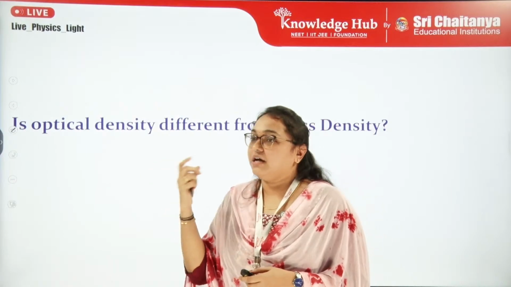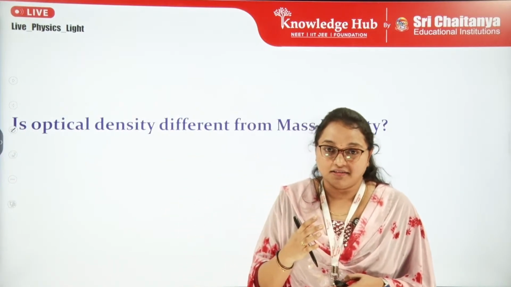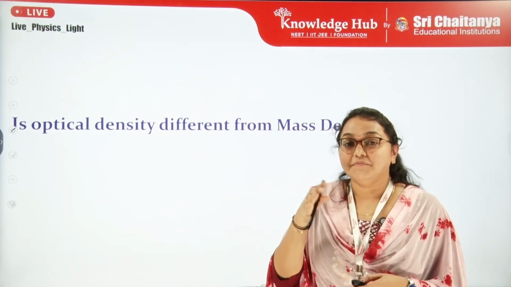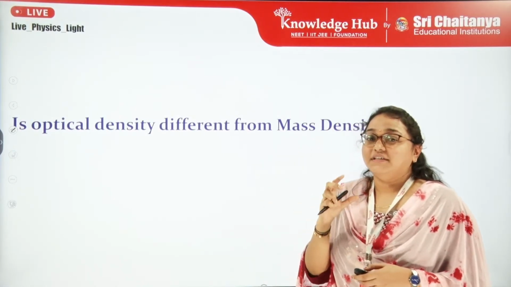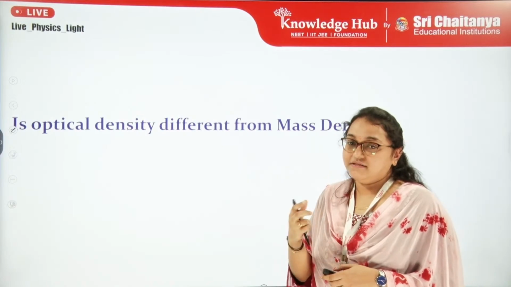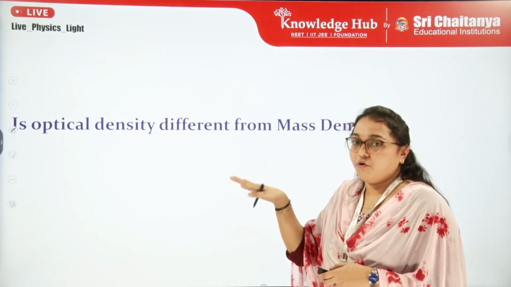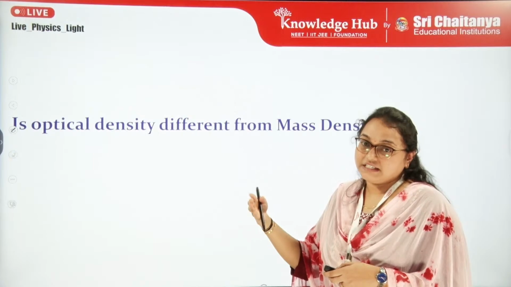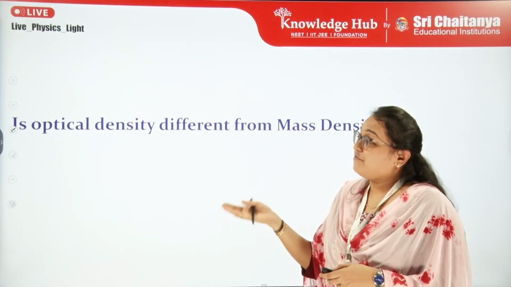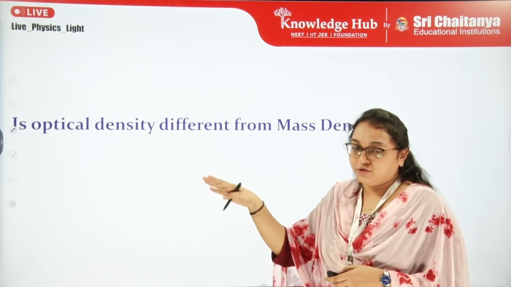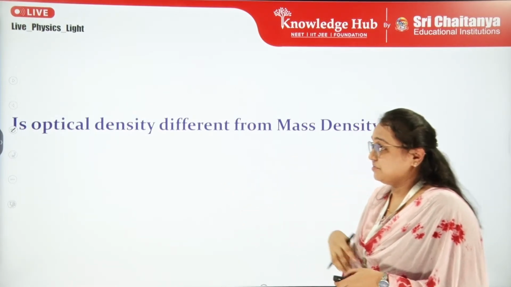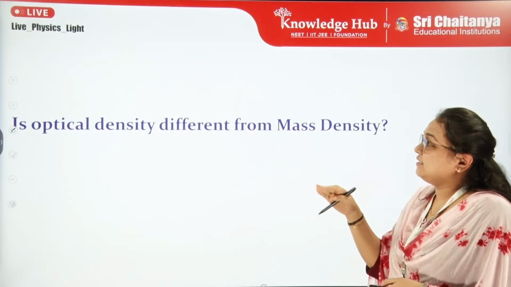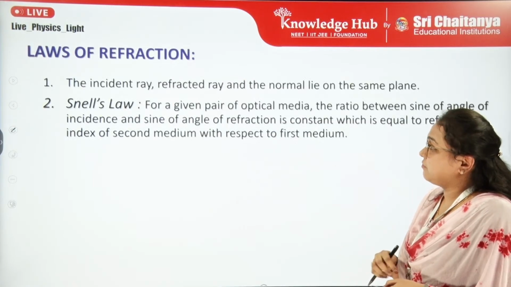Optical density talks about how well light can get refracted in that medium, how well light can bend in that medium. But mass density is all about the density of the substance. Density is mass by volume. So kerosene floats on water because of its lower density than that of water. But when we compare optical density, the optical density of kerosene is more than that of water. You can remember this. Optical density is different from mass density.